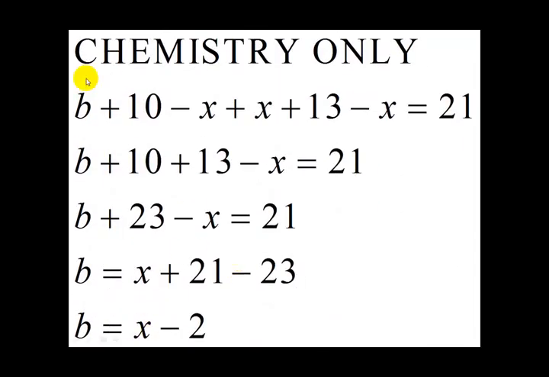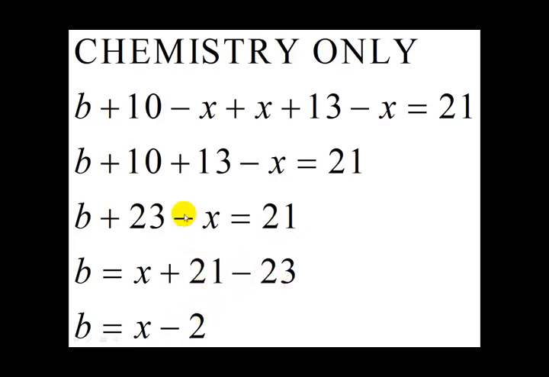Now, chemistry only. Here we also add the four regions in the circle. So we have b plus 10 minus x plus 30 minus x equals 21. And minus x plus x is 0. So 10 plus 13 will give us 23. So we have b plus 23 minus x equals 21. And plus 23 on the left becomes minus 23 on the right. So we have 21 minus 23, and that is minus 2.